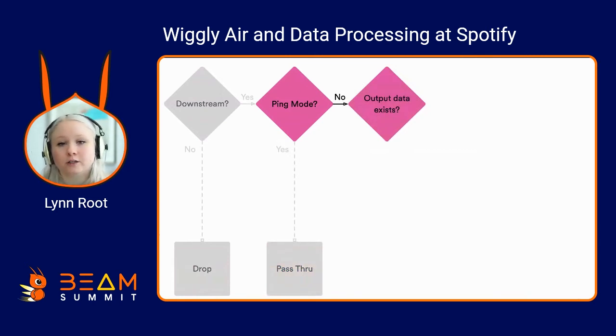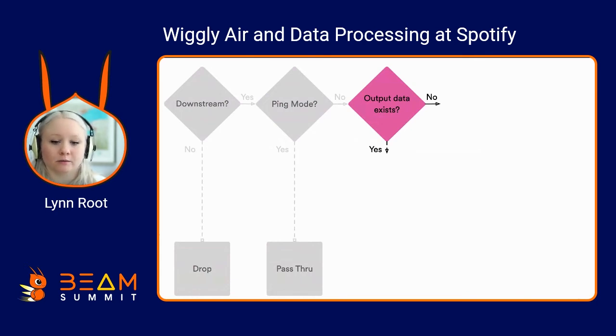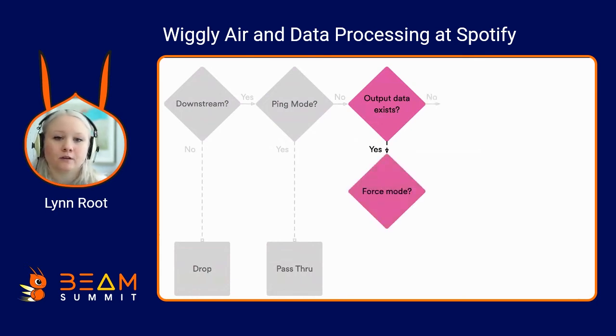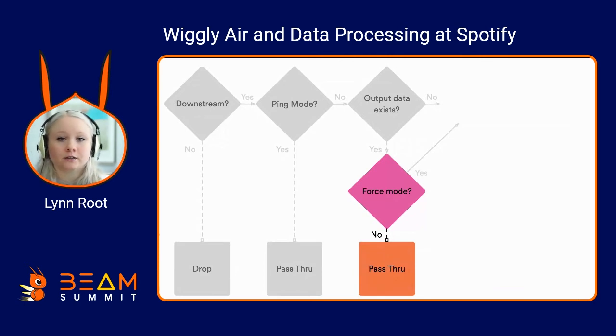If not, then Klio proceeds to the next check. Does the output data for this unit of work already exist? So we want to avoid spending time and resources on work already done. So if output already exists, then it goes on to the next check. Should we actually force work to be done? Maybe another version of the transform is being used, so we want to redo all past work. If not, then the message is not worked on and is published to the job's output topic.